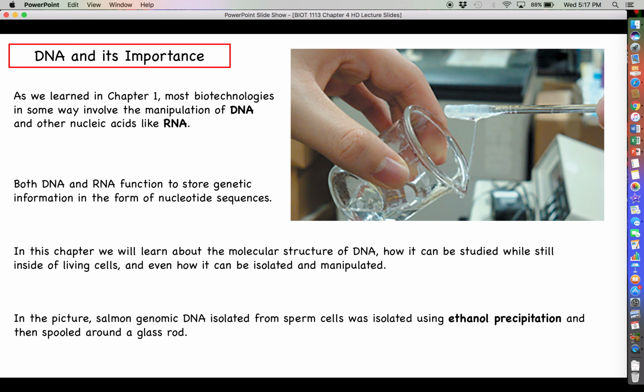So in this picture that you're looking at, this picture is kind of funky looking. What you are seeing are DNA molecules that have been isolated from sperm cells from salmon, the fish salmon. You've got this glass rod and this kind of thread-like sticky substance that is wound around the glass rod. That is actually the isolated and purified DNA. A technique called ethanol precipitation was used to cause the DNA to fall out of solution so that it can be wound around a glass rod like this. In a later chapter, we will learn how this method actually works in getting DNA to come out of solution.